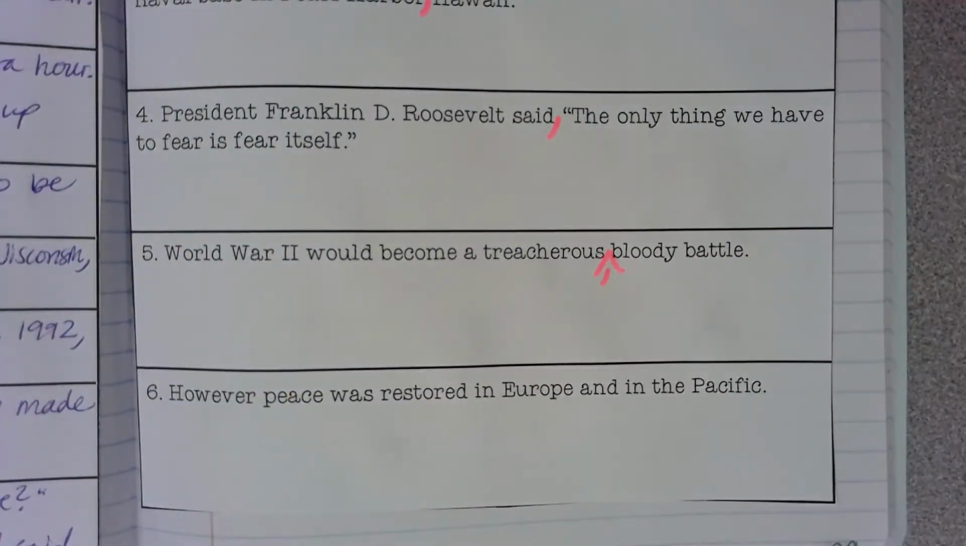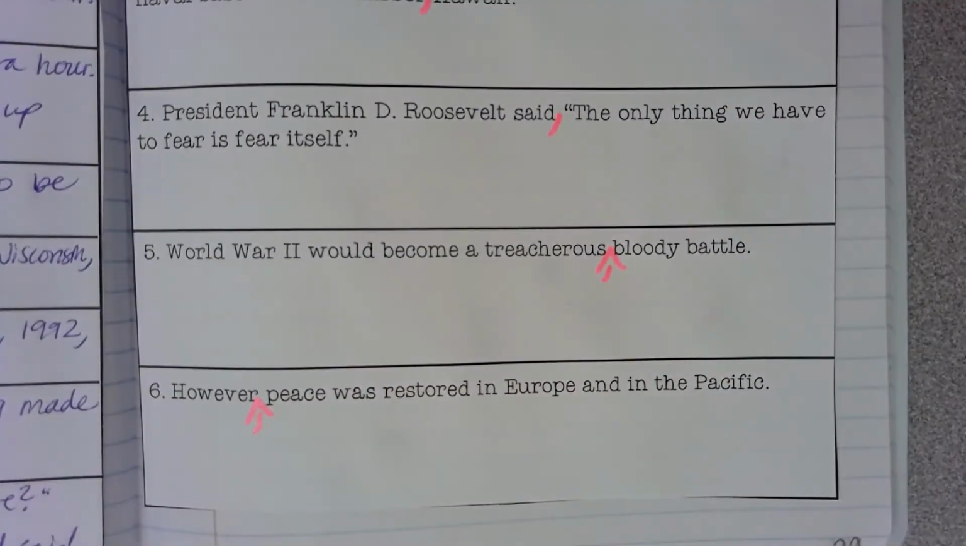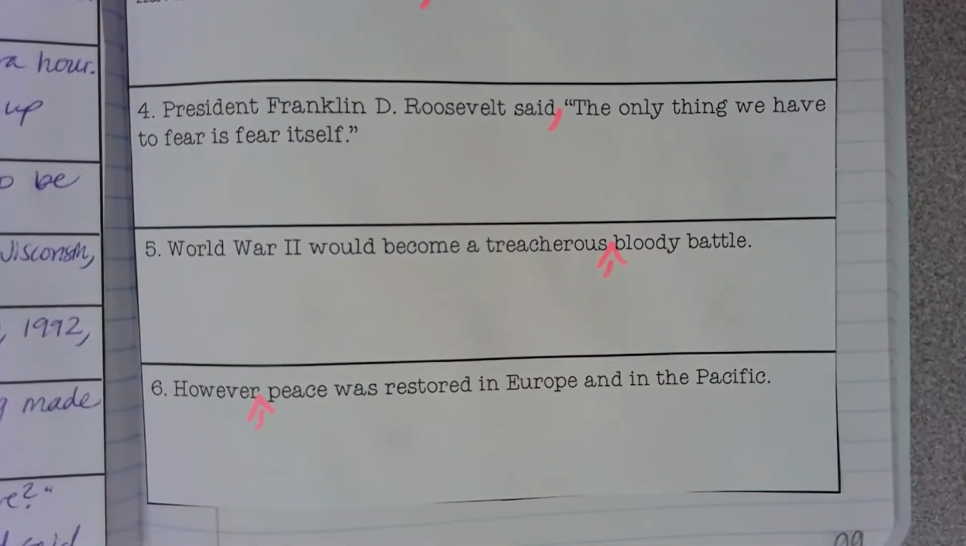And number 6. However, peace was restored in Europe and in the Pacific. Now, I kind of naturally paused there without really realizing it, so I kind of gave that one away. We have an introductory word at the beginning of our sentence, so we need to have a comma right after that.